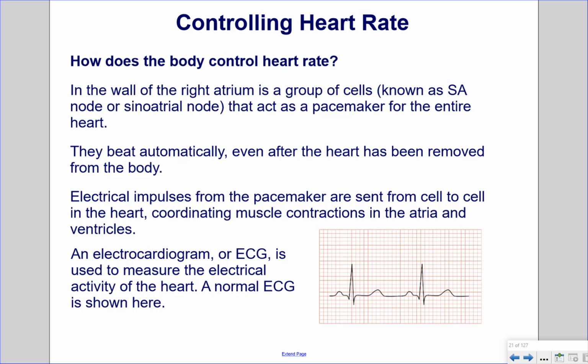Controlling heart rate. How does the body control heart rate? In the wall of the right atrium is a group of cells, known as SA node or sinoatrial node, that act as a pacemaker for the entire heart. They beat automatically, even after the heart has been removed from the body. Electrical impulses from the pacemaker are sent from cell to cell in the heart, coordinating muscle contractions in the atria and ventricles. An electrocardiogram, or ECG, is used to measure the electrical activity of the heart. A normal ECG is shown here.